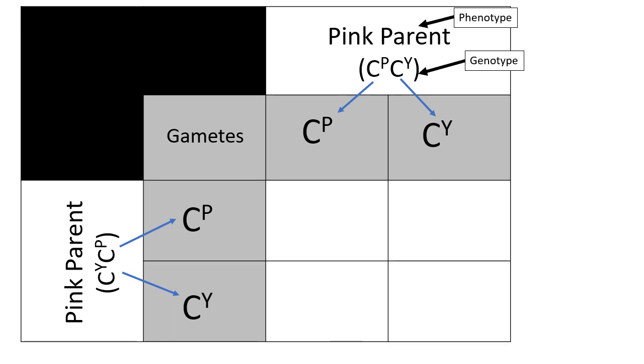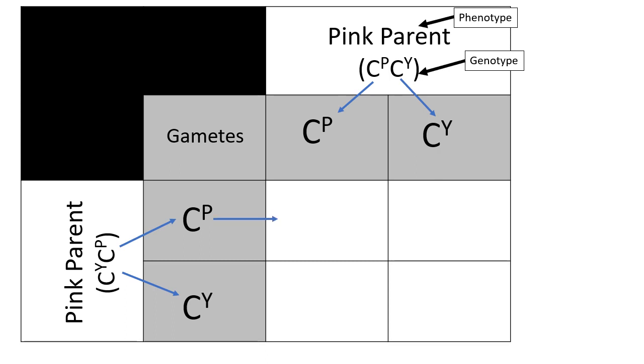Okay, now we look at those 4 blank white boxes. That's where we are going to place the genotypes and then the phenotypes for the offspring. Okay, now they've already told us that the offspring are pink and yellow, so we know that already. But how can we prove that?